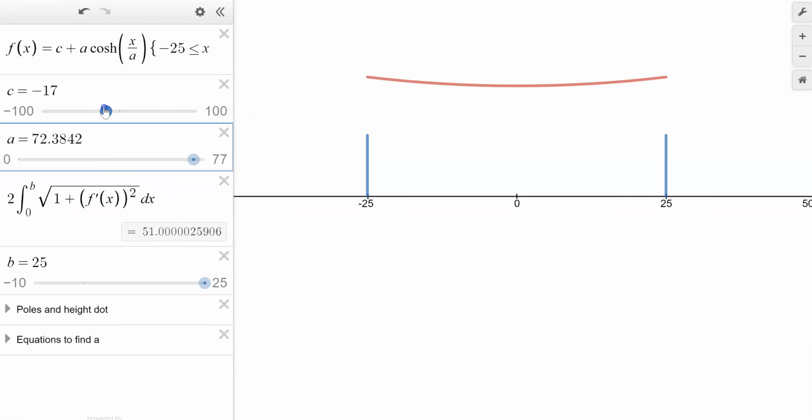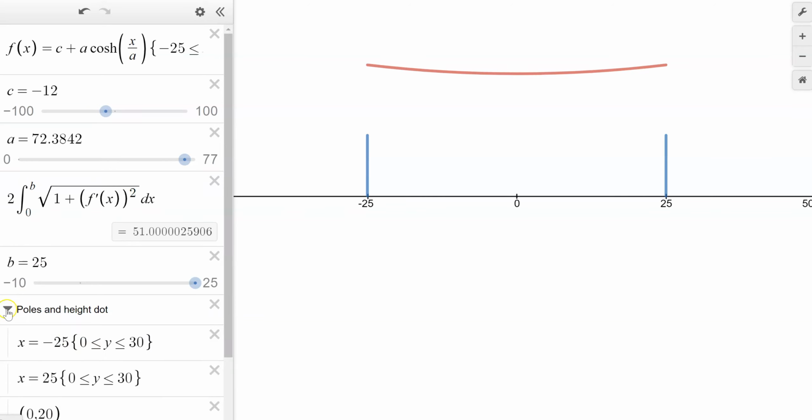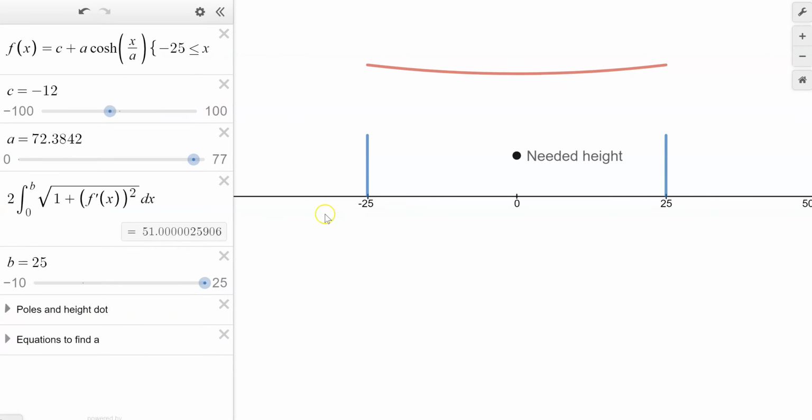And then you could just adjust this to what we need. So we know that our pole needs to have a height right there of 20. So that is our 20.